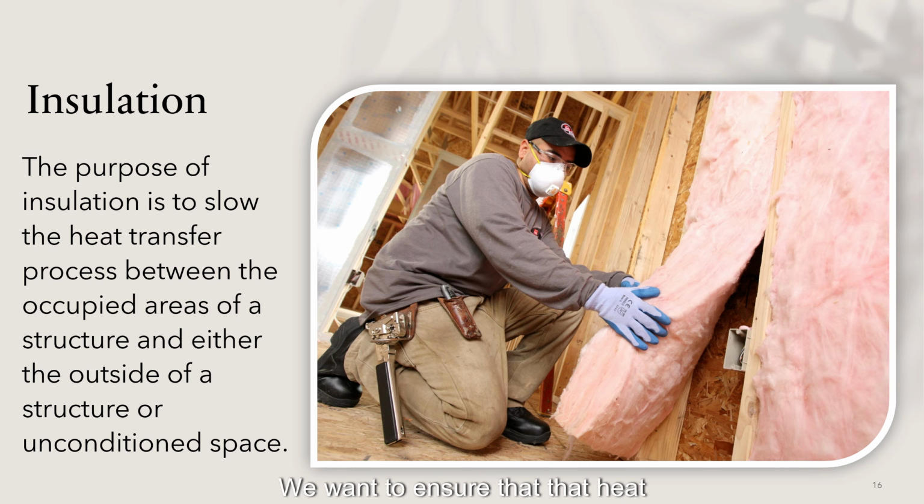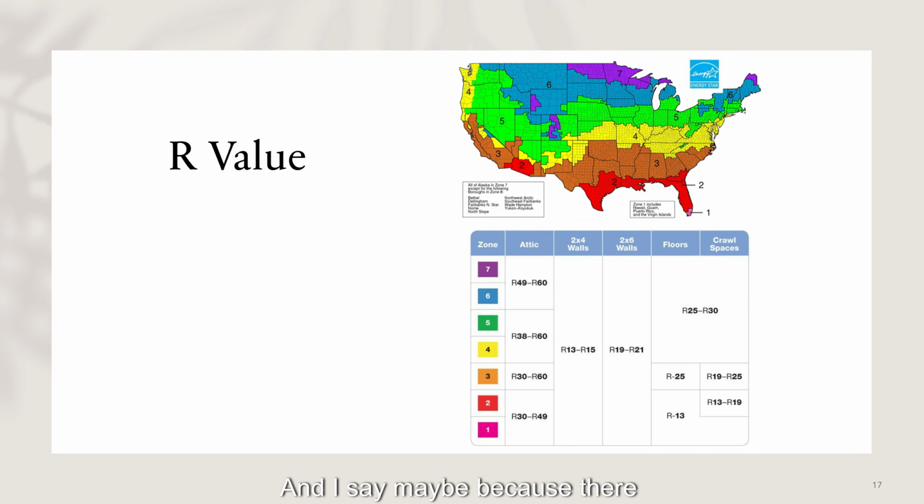We want to ensure that that heat that we're creating is staying inside of our space as long as possible, or we're keeping that heat from coming in. That's insulation. The more insulation you have, the better off you may be. And I say maybe because there is a point of diminishing return. If you have no insulation in your attic and you put insulation up there, you're going to have more energy savings. But if you have an R60 level, and we're going to talk about R value, you add more insulation to that, it's not going to really do much for you.